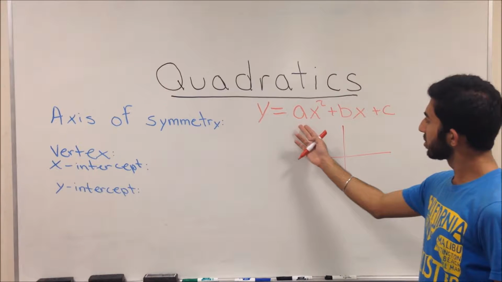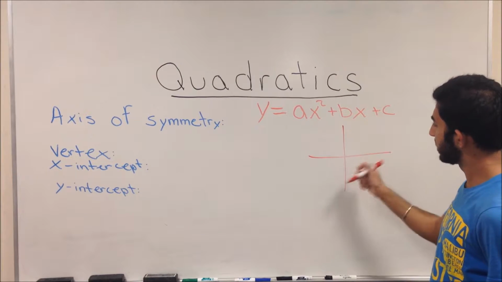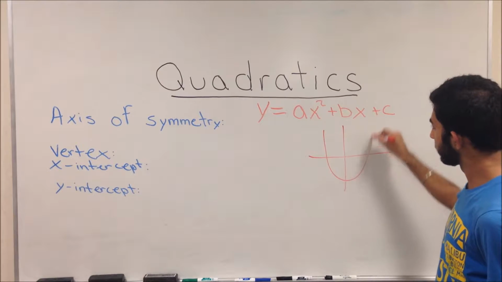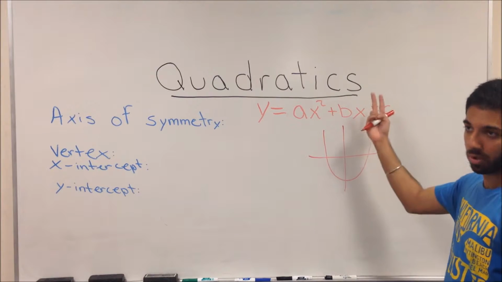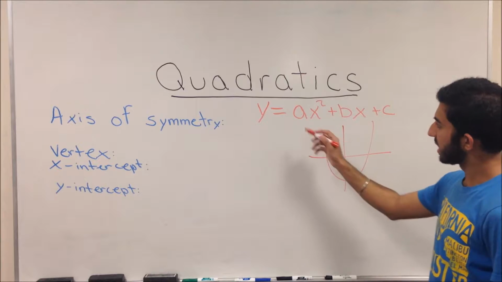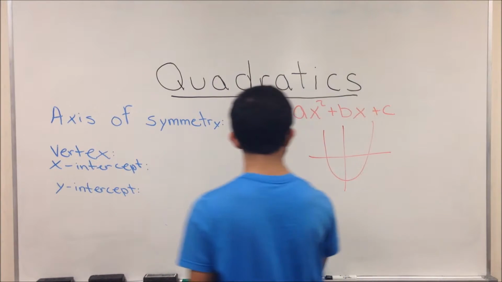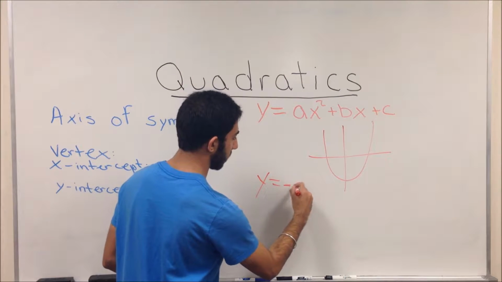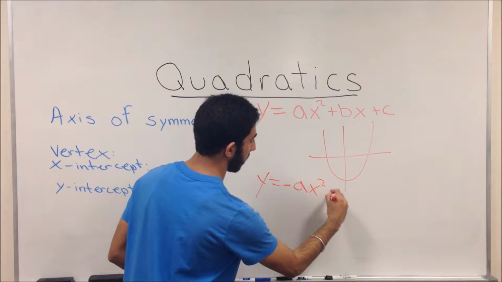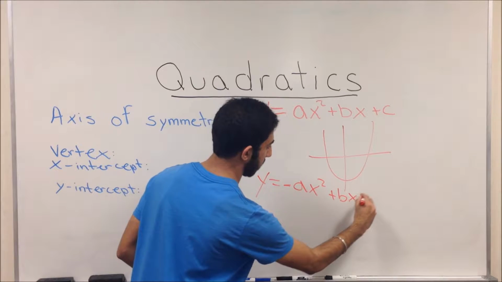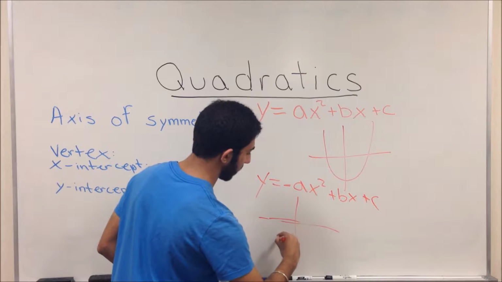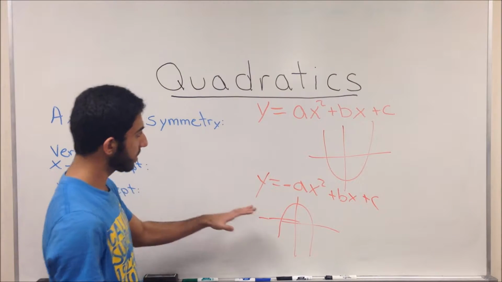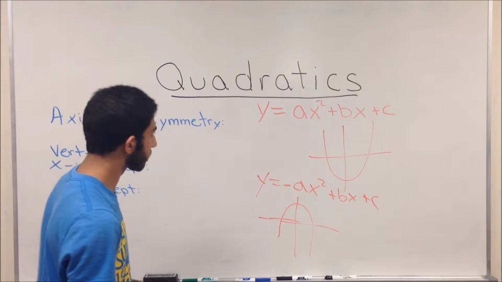So y equals ax squared plus bx plus c will be like this, because since a is positive, it will face upwards. If a was, let's say it was y equals negative ax squared plus bx plus c, then your graph will be facing downwards. But in this case, we will work with the positive one.